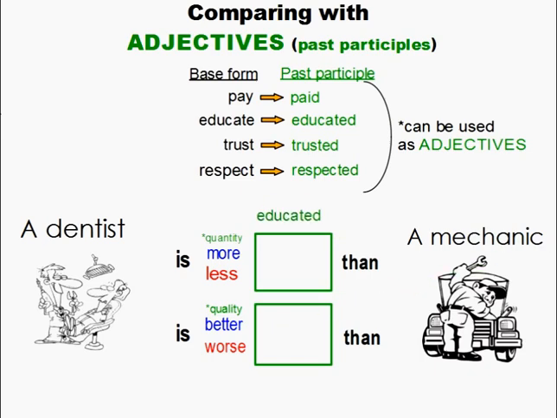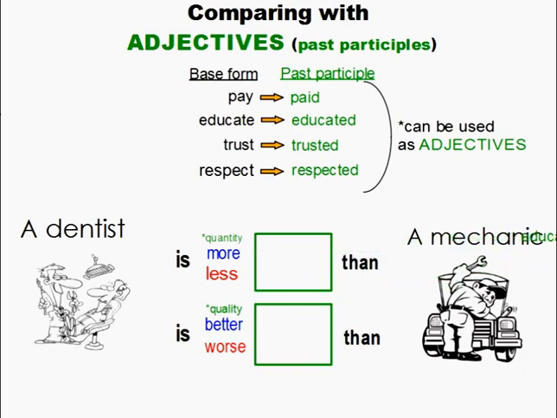Educated. Okay, who's more educated, a mechanic or a dentist? Well, I think a dentist, so I could say a dentist is more educated than a mechanic, right? Obviously, I have more education. But maybe I can think of the quality, too. And I could think, well, yeah, a dentist is better educated than a mechanic, right? They have a better quality of education.